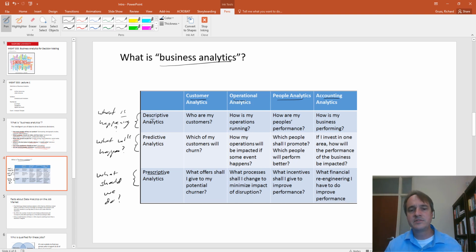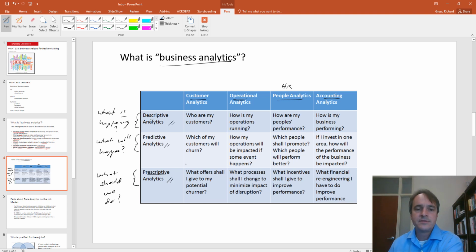They also give you examples here of operational analytics and people analytics, sometimes also just called HR. So how is my people's performance? That's what is happening. Which people will perform better? That's what will happen. And what incentives should I give to improve performance? And they've also got some examples of accounting analytics over here. But this kind of tripartite subdivision is one that you generally see all over the place.